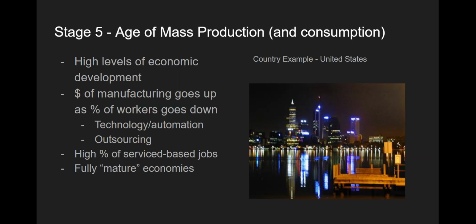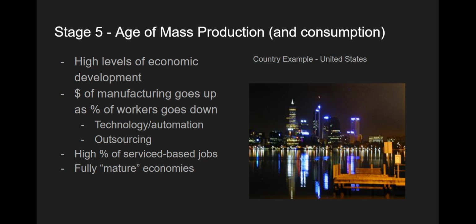All right, and the last one is called the age of mass production, sometimes consumption. There are high levels of economic development, and the number of people who work in manufacturing starts to creep downward. You have technology and automation taking over. That's maybe a more recent occurrence. In the past, we had the outsourcing of those types of jobs outside of the country. But the actual amount of manufacturing in terms of dollars goes up because the manufacturing often shifts to high value added goods.